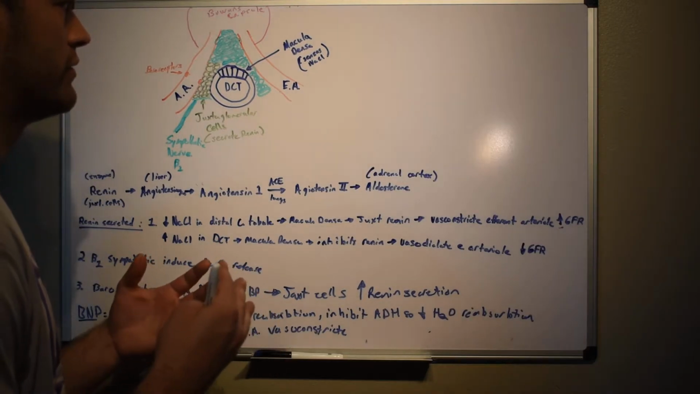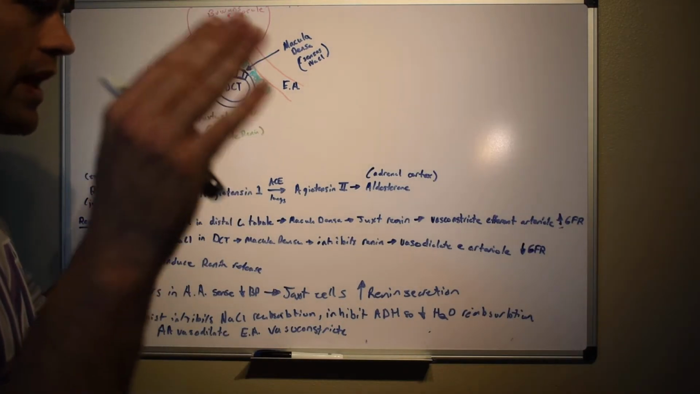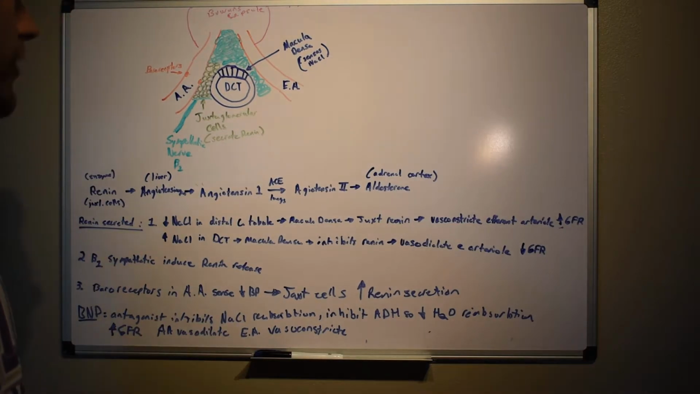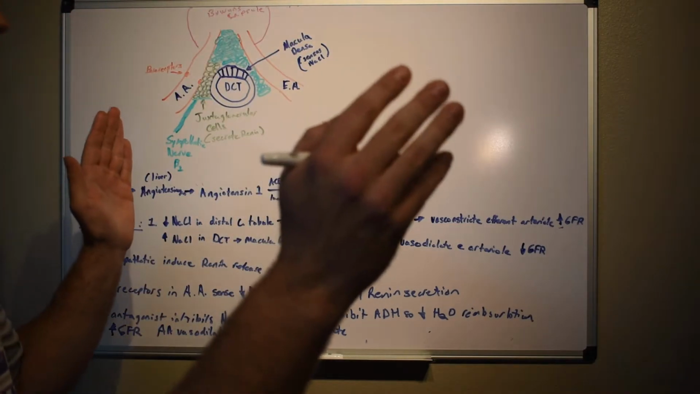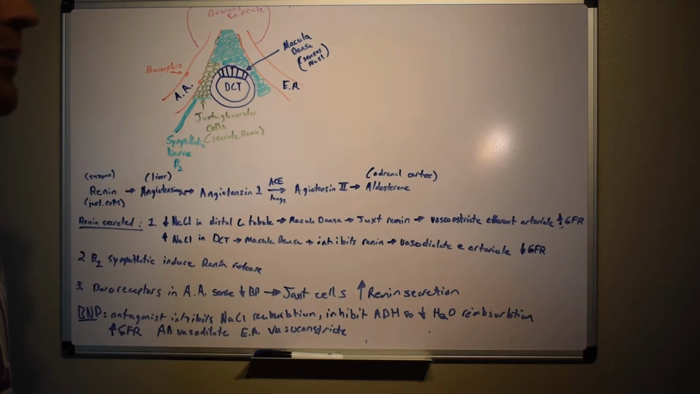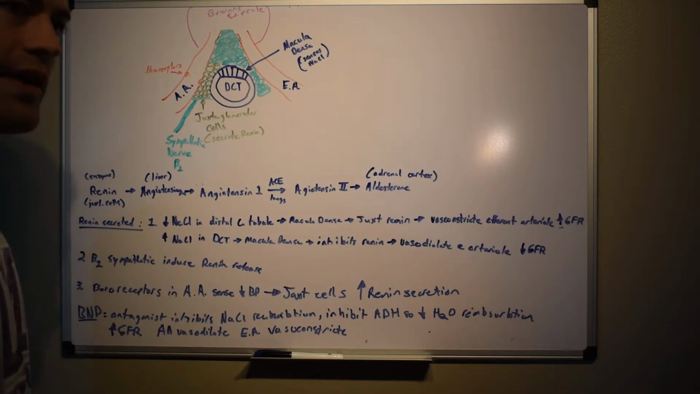So it's important to keep that big view in mind, big to small, right? Big first. What does the RAAS system do? It's going to increase your blood pressure, all right? So with that said, we can get into the mechanisms by which it does that. There are three big mechanisms, and there's one apparatus that ties them all together, okay?